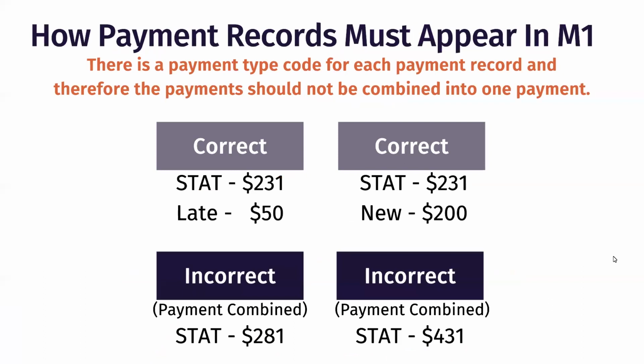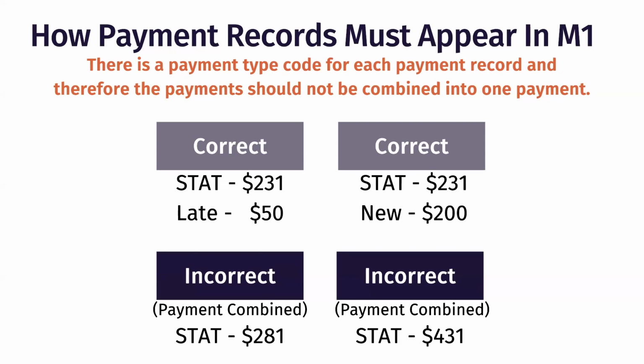All right, so how should payment records appear in M1? There is a payment type code for each payment record, and therefore the payments should not be combined into one payment. On the screen here, you can see an example of the correct payment record and how it should appear in M1. There's a payment record for C.A.R. dues, and there's a payment record for late fees. As you can see, the C.A.R. dues is $231 with the payment type code of STAT, and a $50 late fee, which is under payment type code LATE.